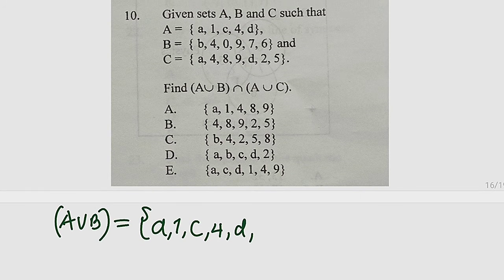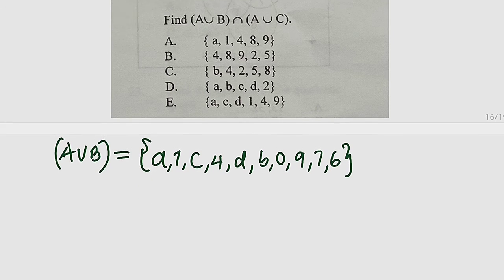And that of B, we are going to unite them without repetition. So you can see we have B here, but in the set A there is no B, so you can write it confidently. We have 4 here, but 4 is already present in set A. Then you move to the next one. We have 0, we have 9, we have 7, and we have 6. This is A union B.